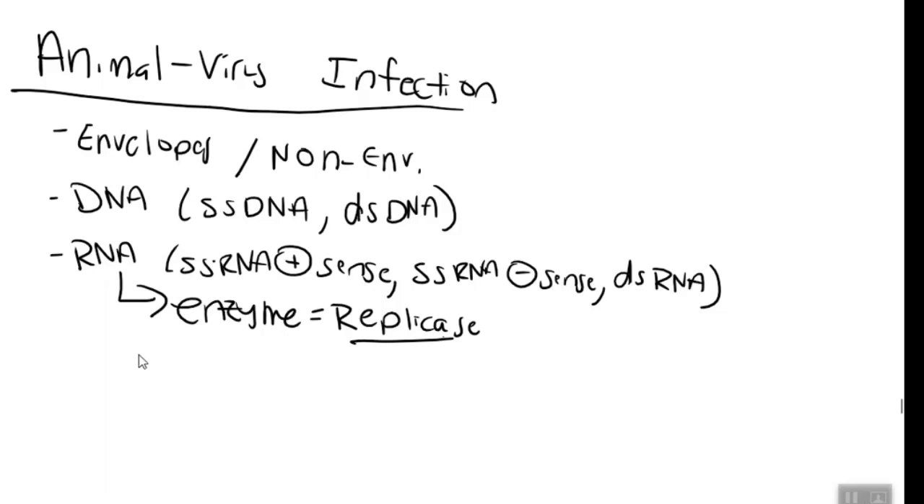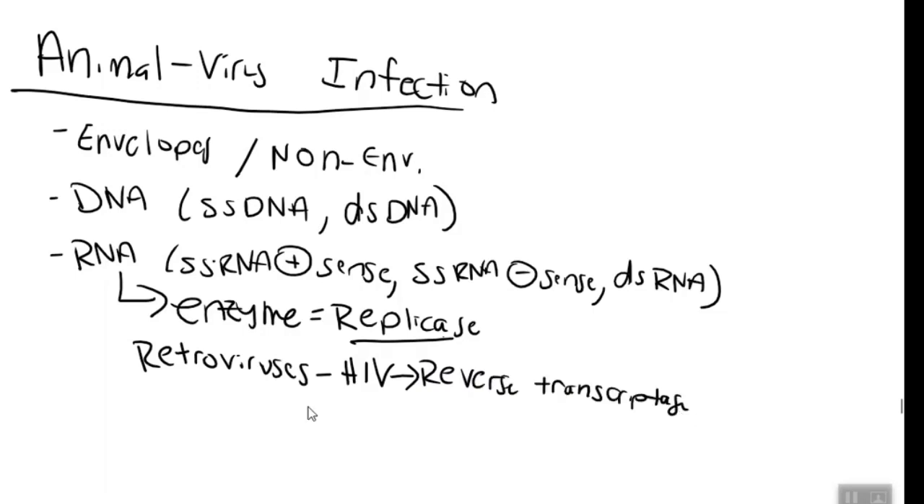The one exception to this is the retroviruses. An example of a retrovirus, which you guys are familiar with, is the human immunodeficiency virus, or HIV. Retroviruses don't have replicase. Instead, they have reverse transcriptase. So retroviruses are actually positive sense RNA viruses with reverse transcriptase instead of replicase. This is going to come into play all throughout the stages of the infection.